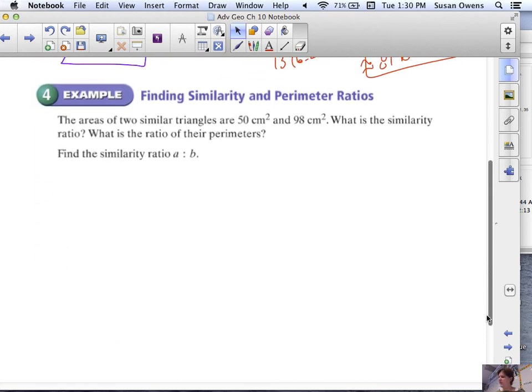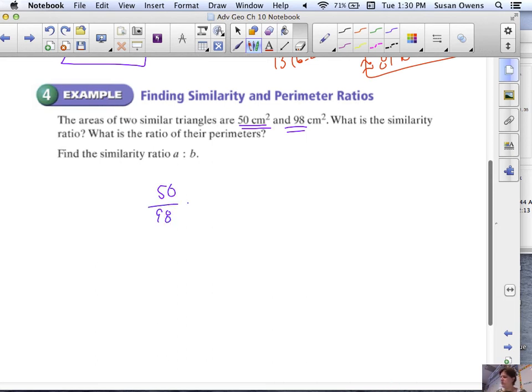And the last one, the areas of two similar triangles are 50 centimeters squared and 98 centimeters squared. What's the similarity ratio and what's the ratio of their perimeters? Okay, so we have the ratio of their areas. So I'm going to put the 50 over the 98. Now this would be a squared over b squared. So if I want to work my way backwards and find the similarity ratio, I've got to square root both of these. So a over b is going to be the square root of 50 over 98.